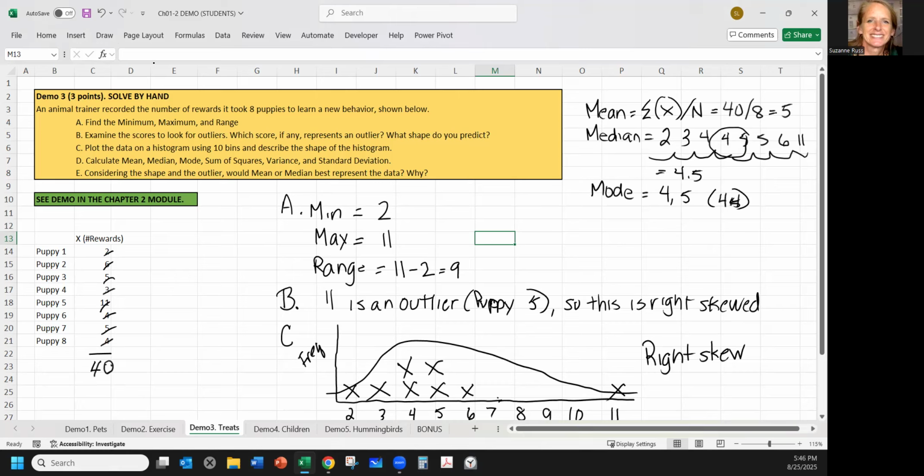Maybe we round up to 4.5. Typically, you don't do that with mode. Next, we've done mean, median, and mode. Next, sum of squares. I'm going to abbreviate SS.